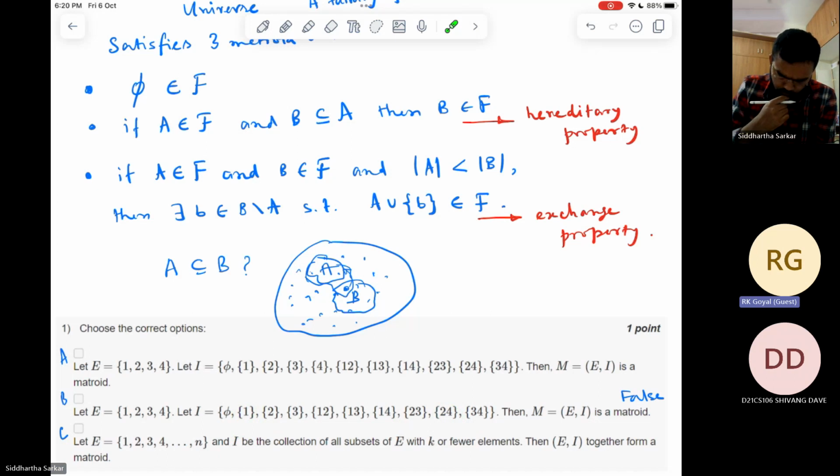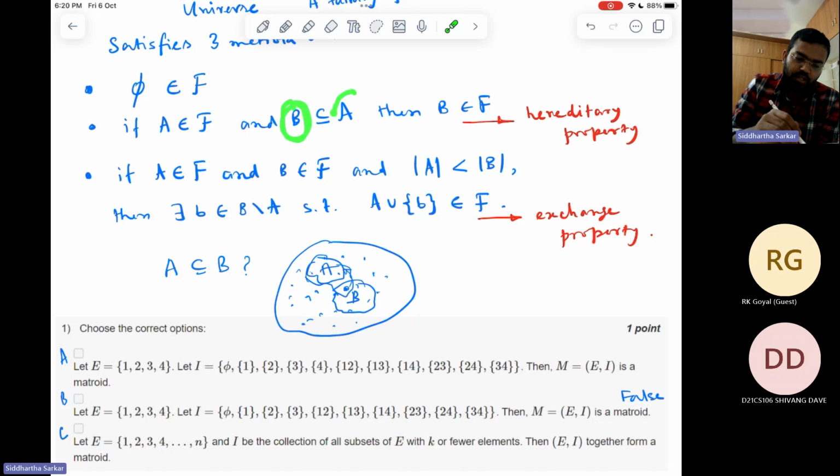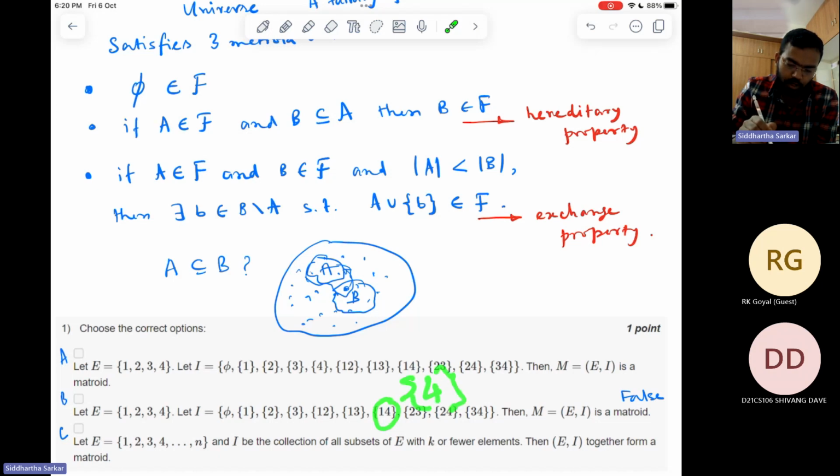Even because of the heredity property also, since 1, 4 is a part of the family. If any hereditary property says that if there is a family B which is a subset of a family A, then B should be a family. So 1 4 is a family, so any subset of 1 4 should be a family. So 4 is a subset of 1 4, but 4 is not there in the family. So the hereditary property is violated. So this is not a matroid.